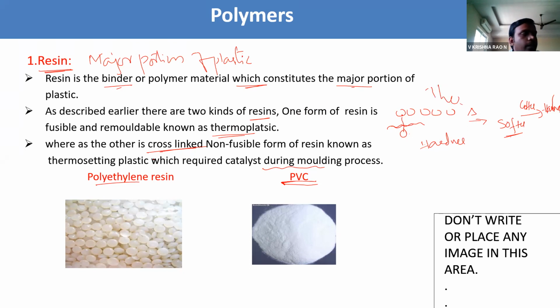Whereas the other form, the non-fusible form of the resin, is known as thermosetting plastic. It requires the catalyst during the molding process. Example: polyethylene resin and polyvinyl chloride are the two types of resins we have.